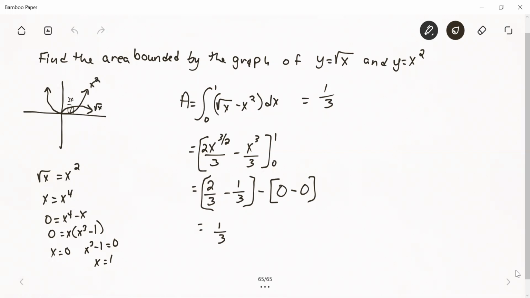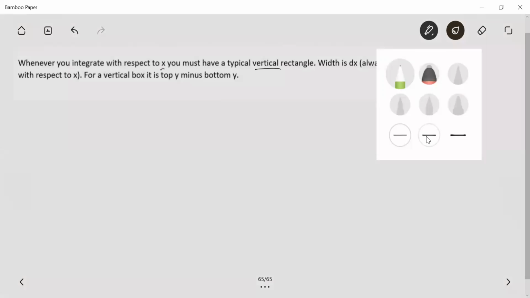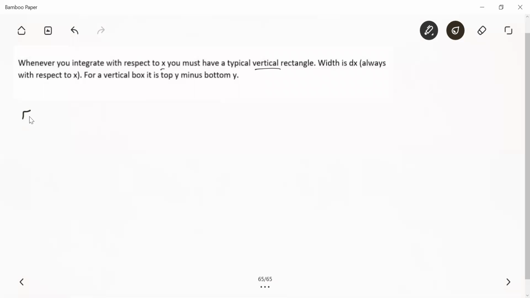All right, so that leads us into this: whenever you integrate with respect to x, you must have a typical vertical rectangle. Your width is your dx, always with respect to x. For a vertical box, it is top y minus bottom y. So that's that one.